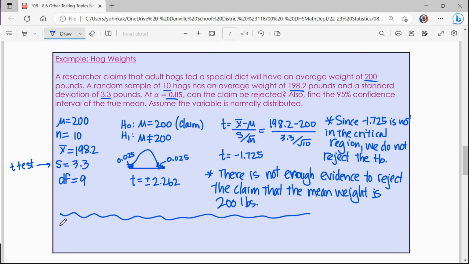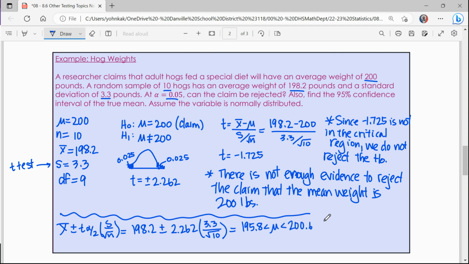Let's look at our confidence interval. X bar plus or minus T alpha over 2 times S over root N. We have 198.2 plus or minus 2.262 times 3.3 over the square root of 10. For confidence interval, we round to the same decimals as the mean. The mean has 1 decimal. So when I calculate, I get 195.8 is less than mu is less than 200.6.